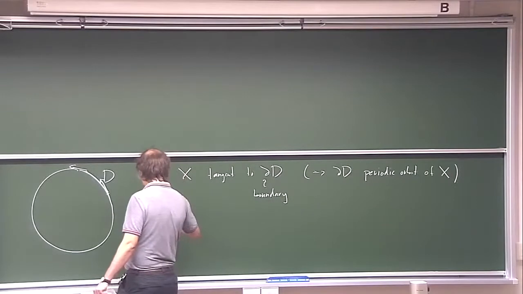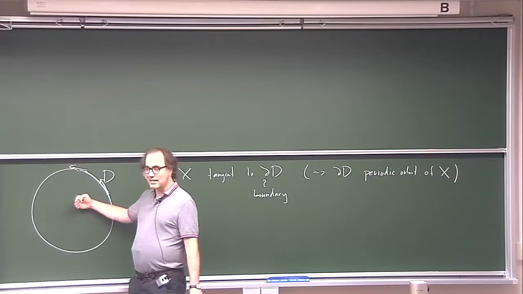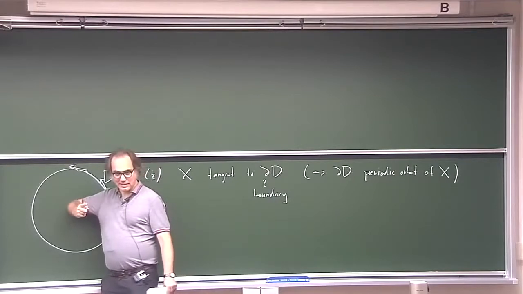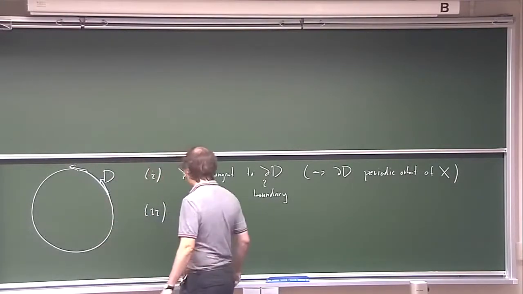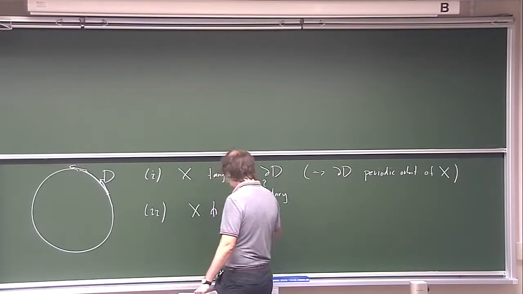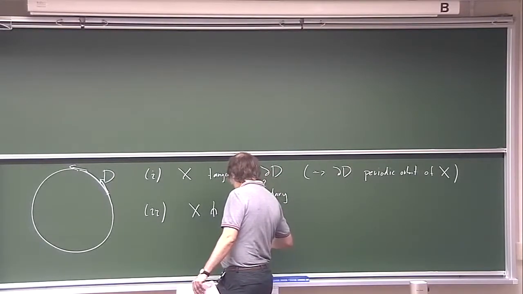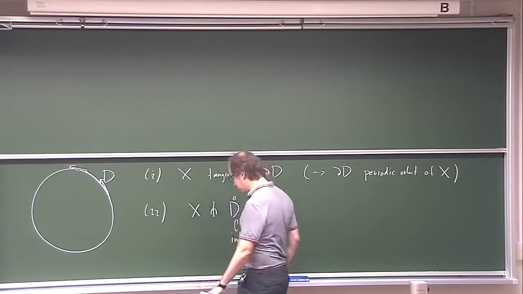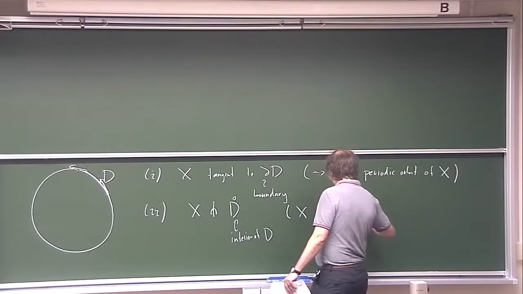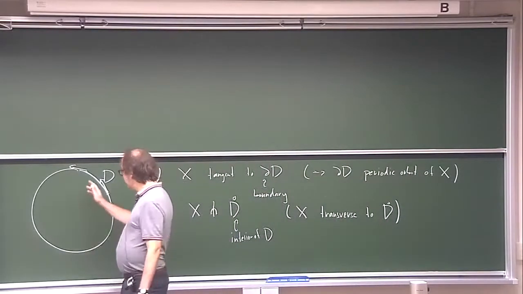And the second condition is that in the interior, it's the opposite. The vector field is transverse to D. So it's never tangent. Either it always points in this direction or always into the blackboard. So X is transverse to, so I make here this circle, that's the interior of D. So X is transverse to it.